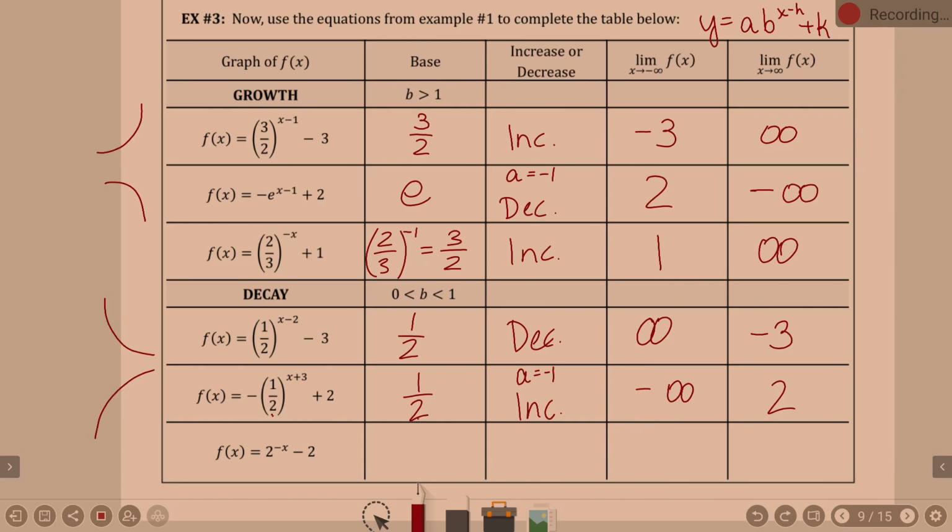Last b value. 1.5. A little consistency here, huh? Yes. B looks like 2, but there's a negative exponent. And so that makes it 1/2. Remember, we can't have a negative exponent in our standard form here. What's that mean? Because that b value is between 0 and 1, we are decreasing. As x approaches negative infinity, and as x approaches positive infinity, negative 2.